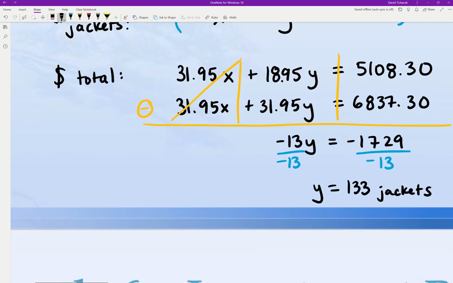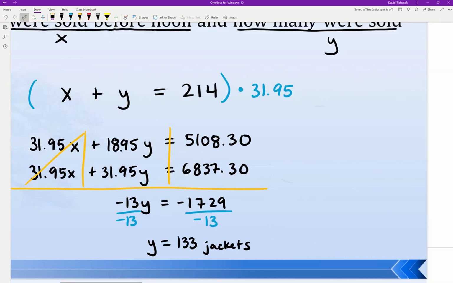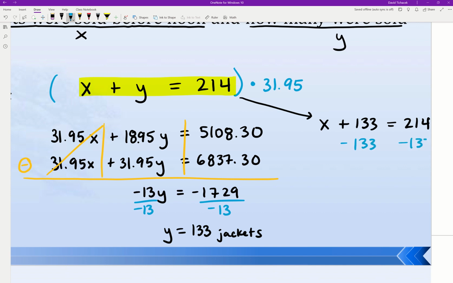So 133, okay? In order to get the number of jackets that we sold before noon, we would just have to reach for one of our previous equations and plug in 133 for y and then solve for x. I think the easiest equation to plug back into would be this original equation that talks about the number of jackets, of course. So if we were to go ahead and use that equation again, so x plus y, which was 133, that is equal to the total amount, which is 214. If you do the math on this and subtract your 133 from both sides, you're going to get, of course, x is equal to 81. Okay, so that'll be 81 jackets that were sold before noon.